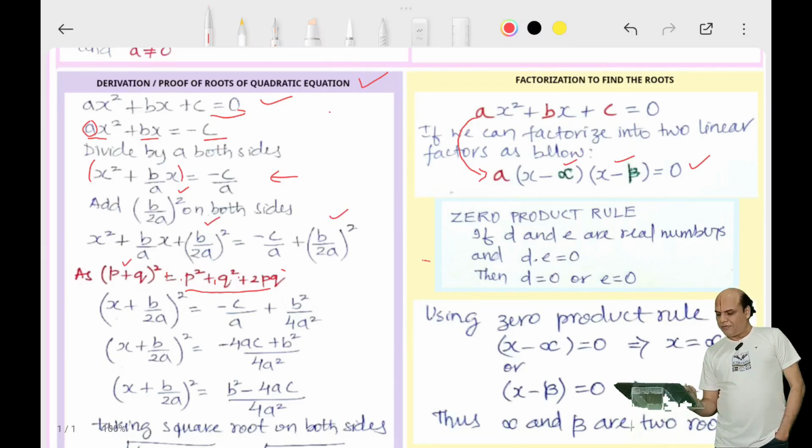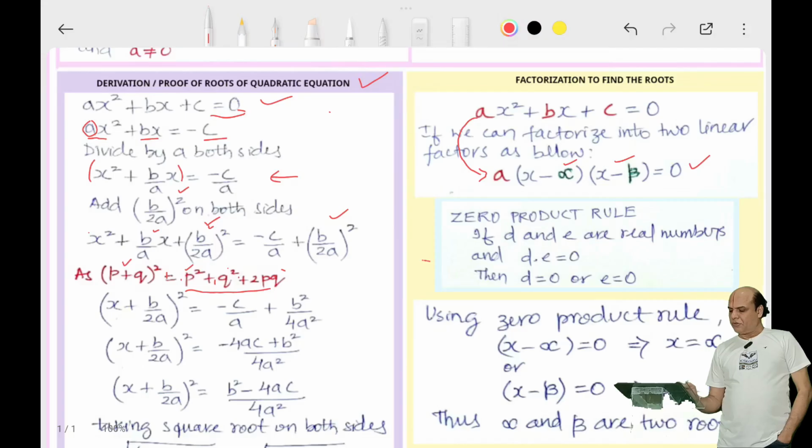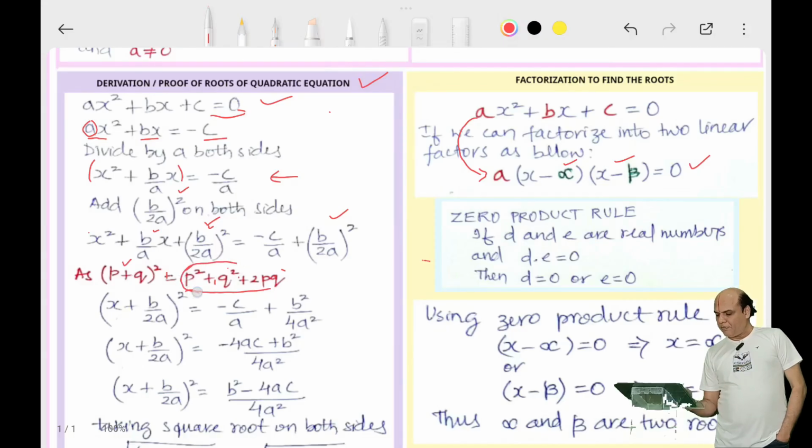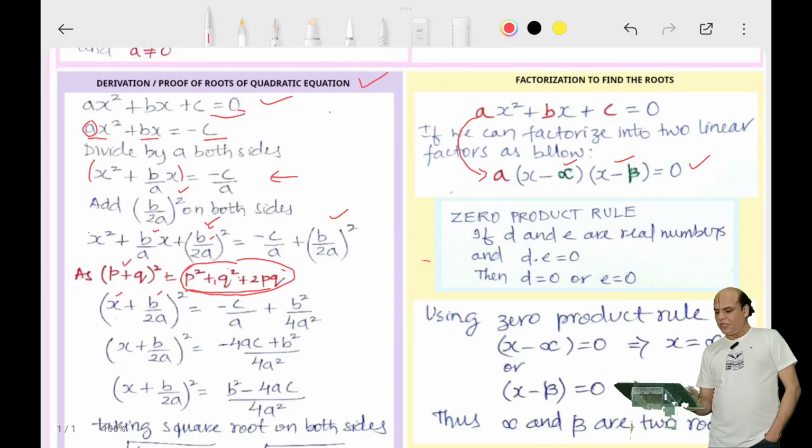Clear? Now the left hand side, you see, is in the form of p square, q square which is b by 2a square, and 2pq. If you add 2pq, you will get b by a x. So the left hand side is in the form of p square plus q square plus 2pq, so I can write it as p plus q whole square. What is p here? x. What is q here? b by 2a. This is q square, right? So b by 2a is q, so x plus b by 2a would be p plus q. So I have simplified this to x plus b by 2a, whole square.